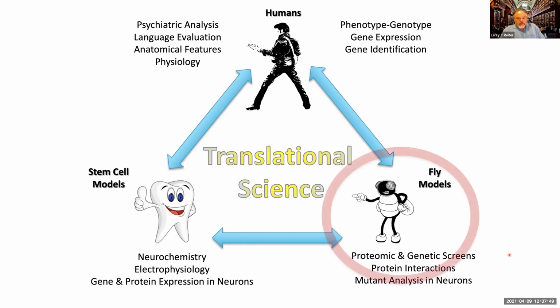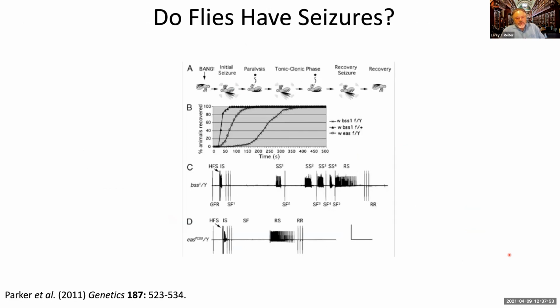So what a graduate student in my lab, Kevin Hope, did was he tried to make flies have seizures. And how do you do that? Okay, well, flies actually do have seizures that look very much like seizures in other animals and in humans.